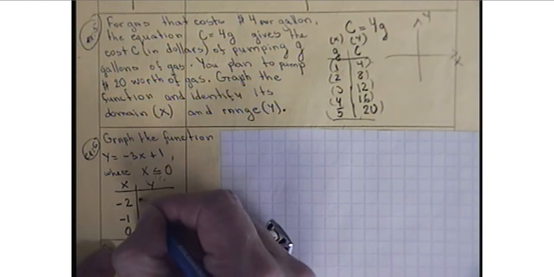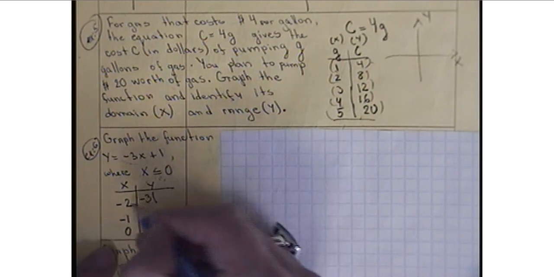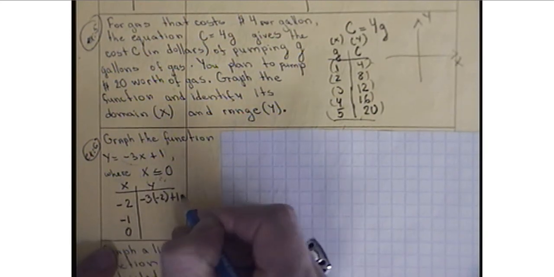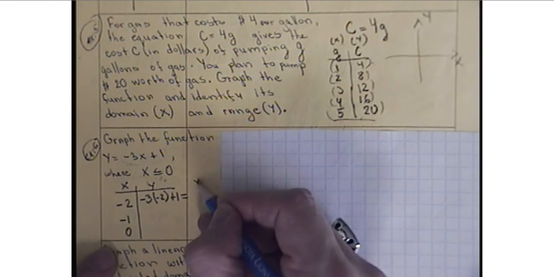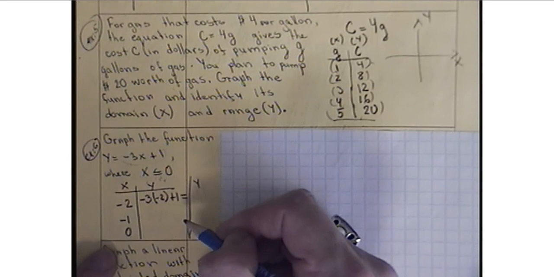Again, I'm going to use only 3 points. We'll do a quick graph over here and we'll finish the video because you will get the concept of this idea and lesson. Okay, so y equals negative 3x plus 1. Again, we substitute into the function rule. Negative 3 times x, which is negative 2, plus 1. So the y value will be negative 3 times negative 2 is positive 6, plus 1, 7.